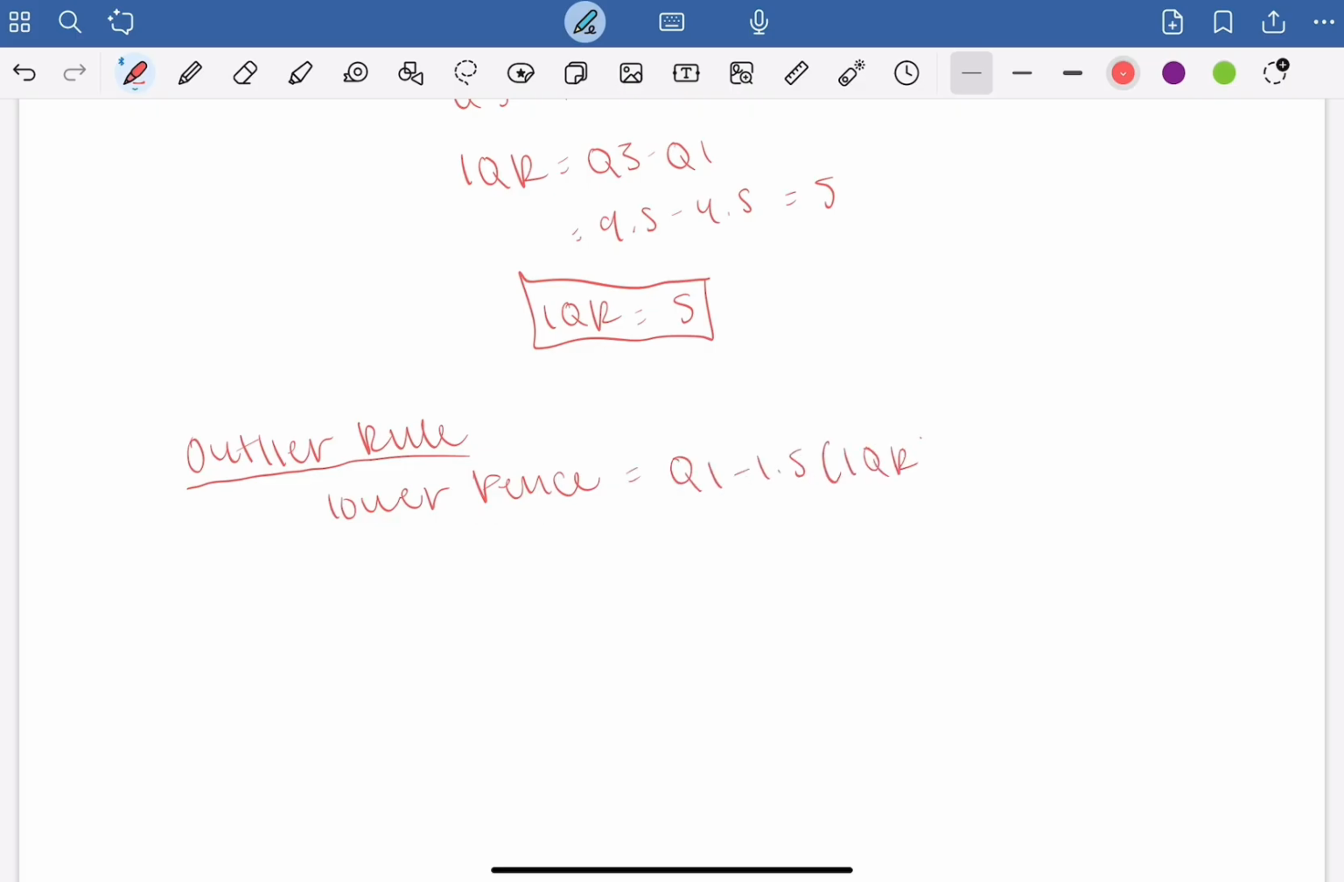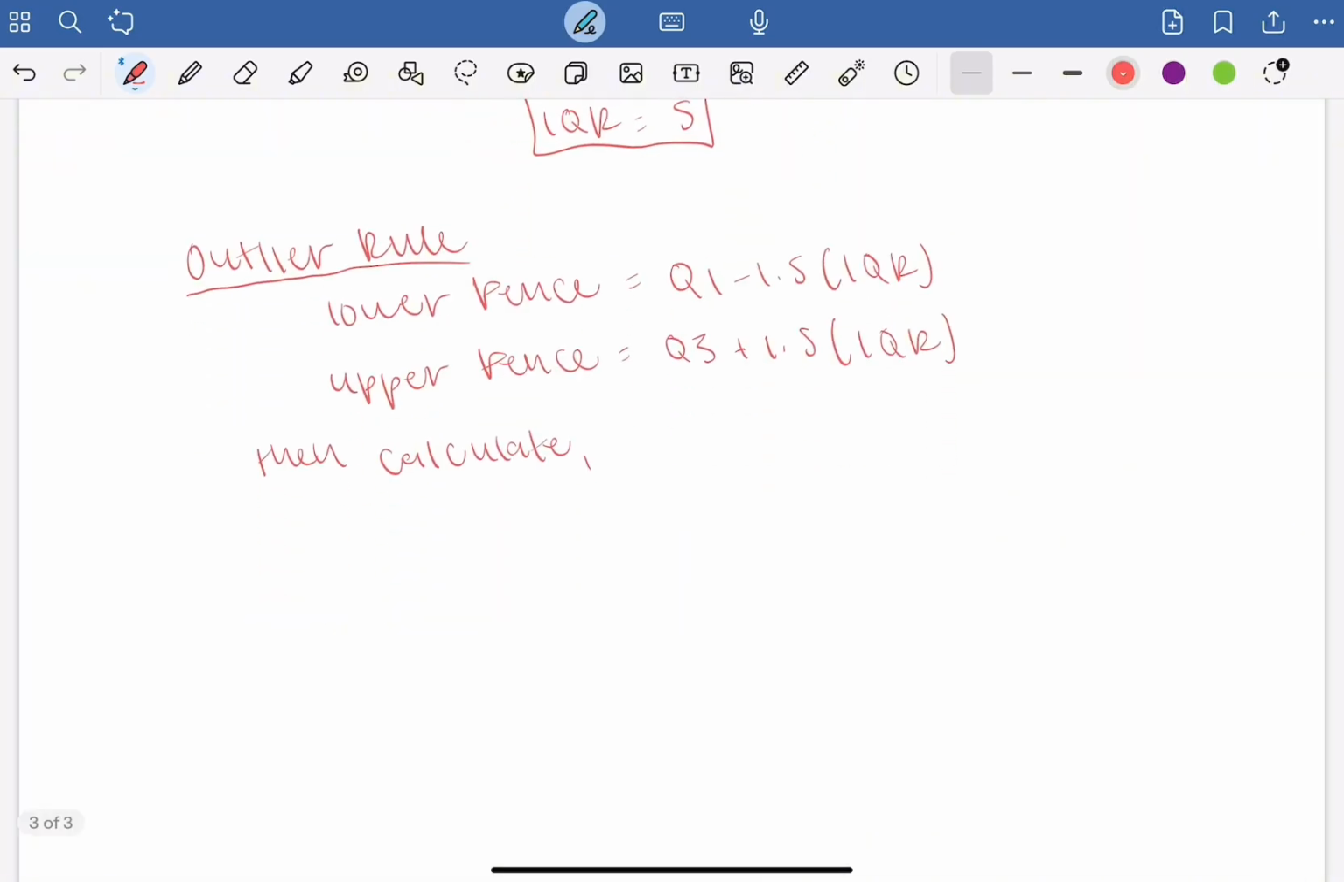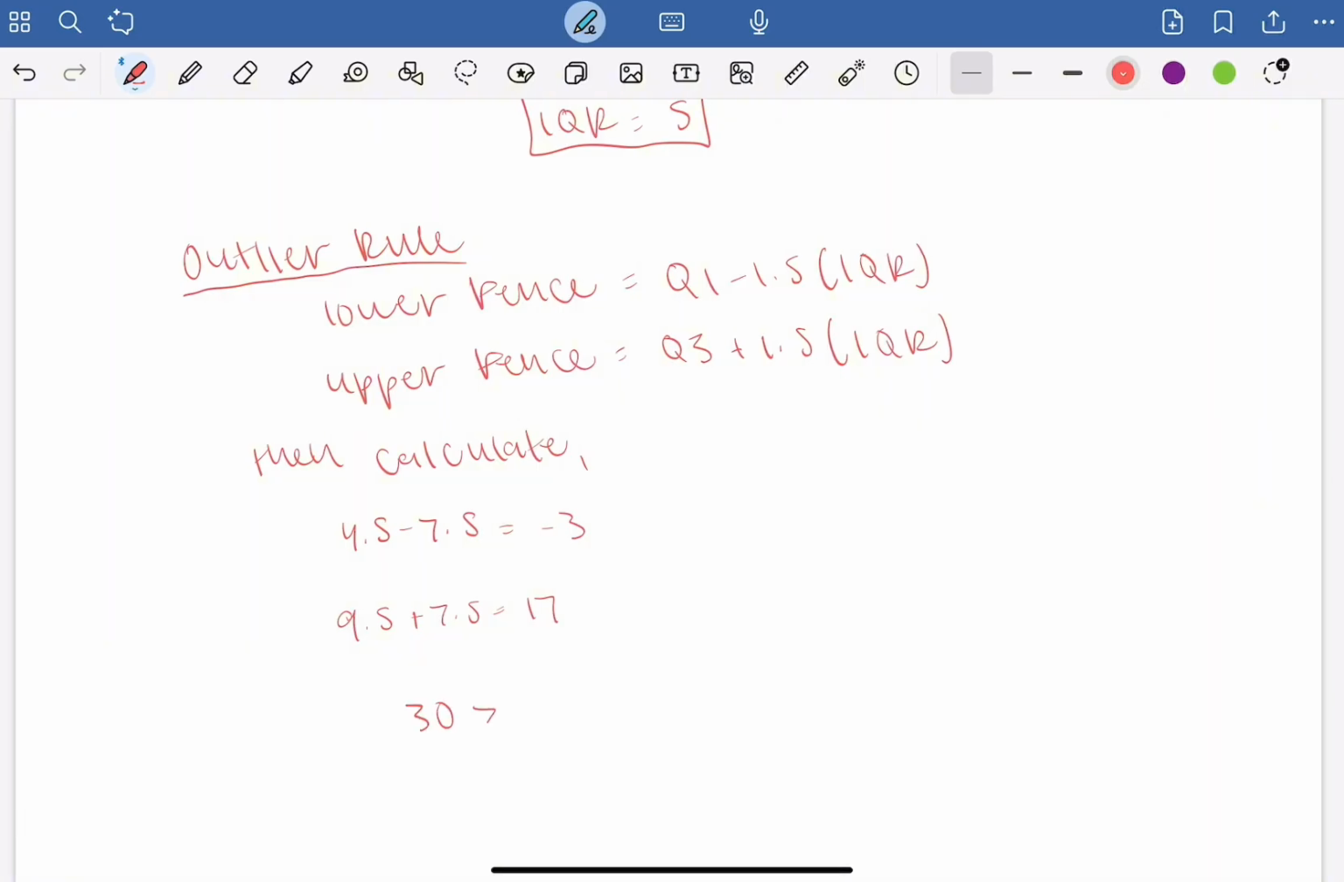Now we calculate the two boundaries called fences. Lower fence equals Q1 minus 1.5 times the IQR. 4.5 minus 7.5 equals negative 3. The upper fence equals Q3 plus 1.5 times the IQR. 9.5 plus 7.5 equals 17. Any value below negative 3 or above 17 is considered an outlier. So 30 is greater than 17, which makes it an outlier.